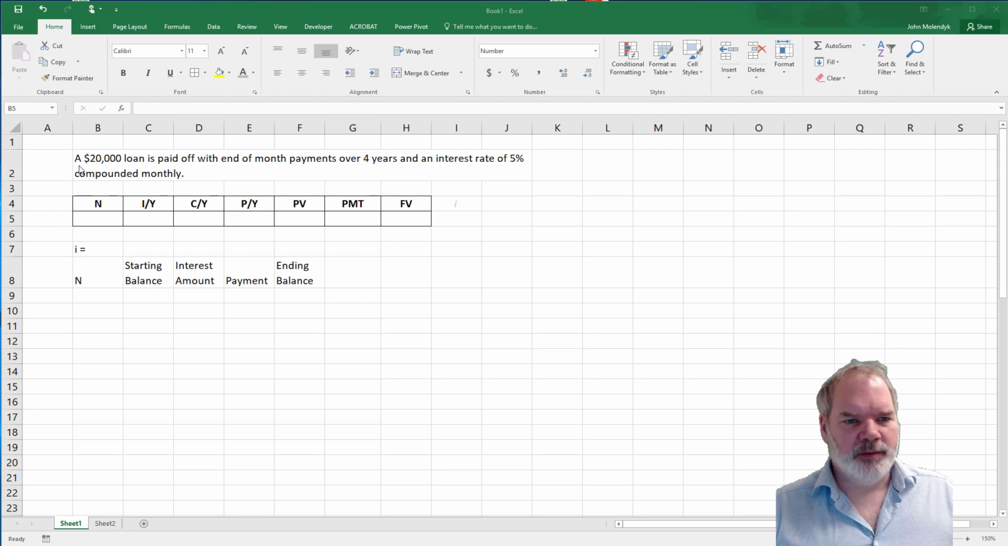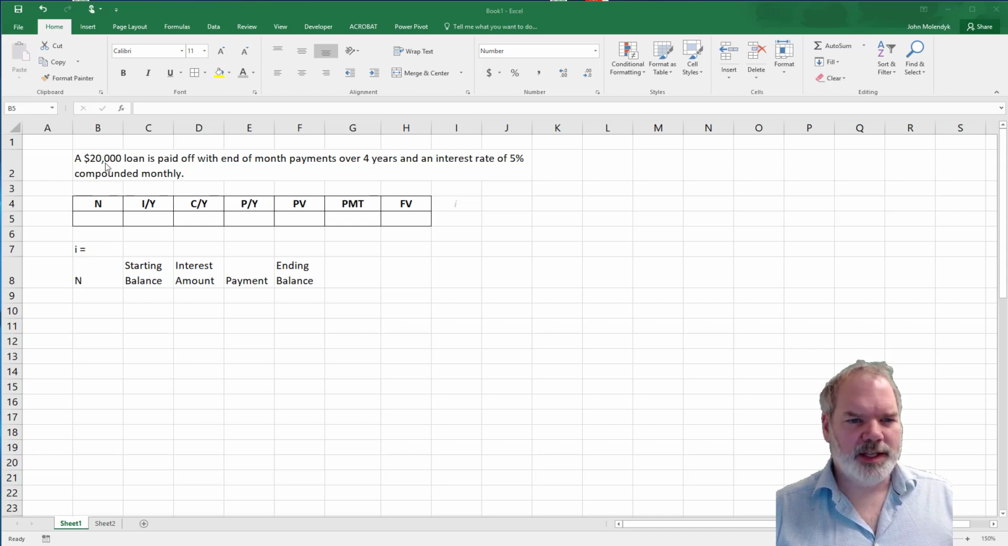So here we have a $20,000 loan paid off with end of month payments over 4 years and an interest rate of 5% compounded monthly. So we're going to put those values in the calculator same as we did before, just to get the value, or we can do that in Excel if you're comfortable with the formulas in Excel. So I can use a payment function in here to calculate the payment.